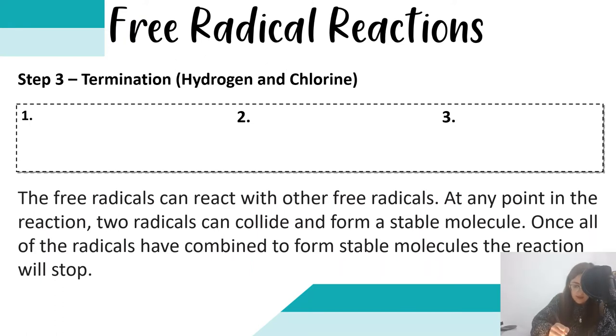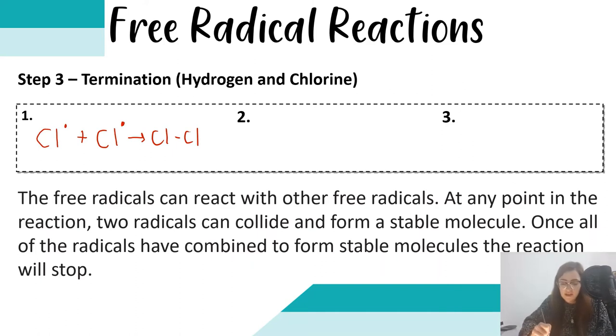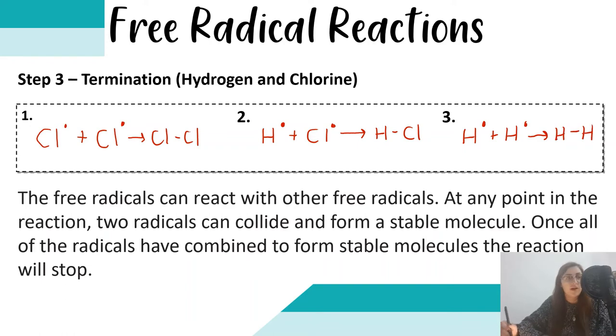An example of this is if we take one of our chlorine free radicals that we made in the very beginning in the initiation step, and that reacts with another chlorine free radical, you'll make a stable molecule of chlorine. Another possible termination step is one of your hydrogen free radicals that you made during the propagation step, reacting with one of your chlorine free radicals to form a stable molecule of hydrogen chloride, or one of your hydrogen free radicals reacting with another hydrogen free radical to form a stable molecule of hydrogen.